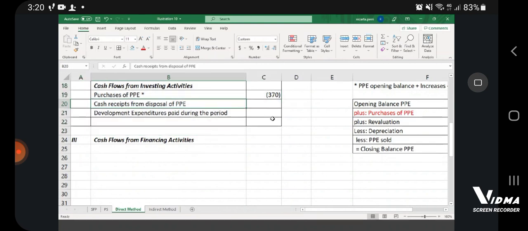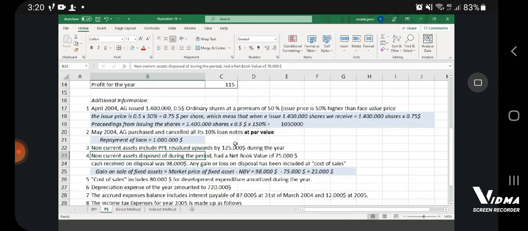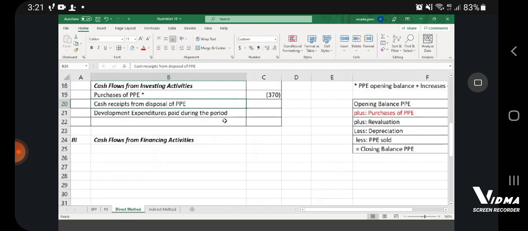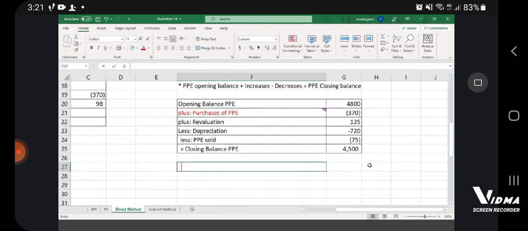The other item that I need to add here is the cash receipts from disposal of PPE. That is quite easy because if you refer to the additional information, it is readily available that we have cash received on disposal equal to $98,000. That is, when we come to the direct method over here, we say that, okay, we received $98,000 out of selling existing property, plant, and equipment. Okay, we come at another item that needs some further clarifications, and I will use this space over here.